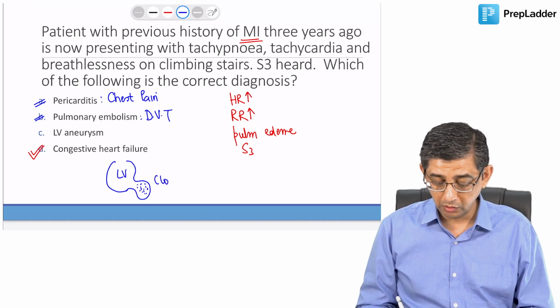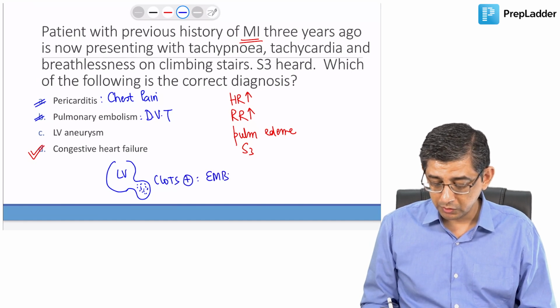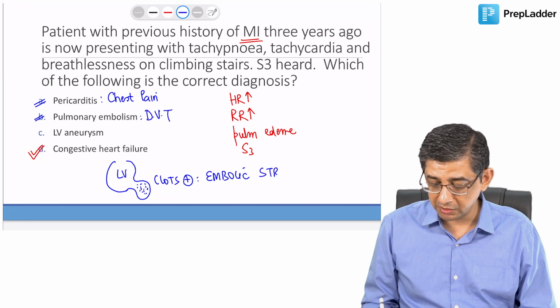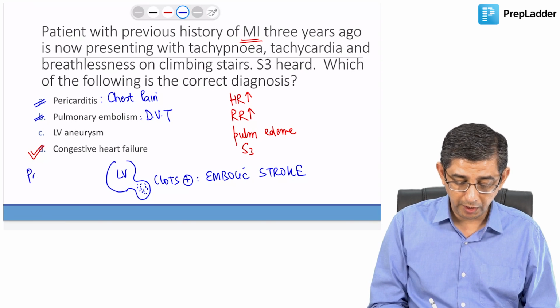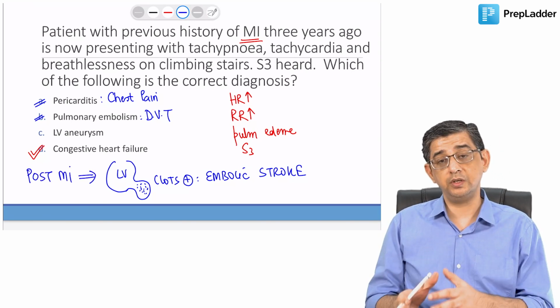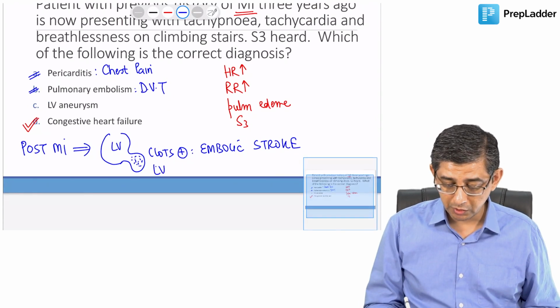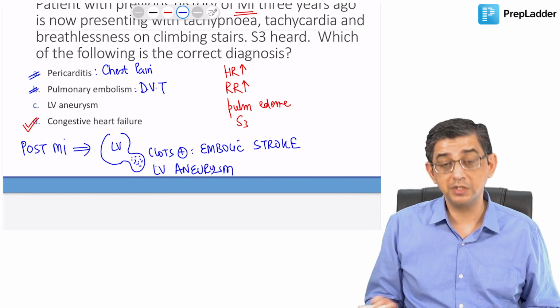And these clots, God forbid, if they go out of the heart, they will contribute to embolic stroke. So next time they give you a clinical question saying post-MI patient is going into stroke, see, he had an MI 2 or 3 years ago. But now, because there is structural damage to the heart, the diagram is showing LV aneurysm. It is showing clots in the heart that are going into systemic circulation.